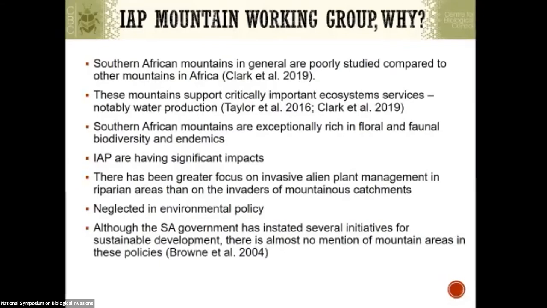Unfortunately, many of these mountain systems, if not all of them, are heavily impacted by invasive alien plants. These plants are having significant effects on biodiversity, on water security, and general ecosystem goods and services to the people living within these regions, as well as downstream from these regions. To this regard, there's also been limited management of a lot of the species growing in some of our mountain ranges, not all of them.